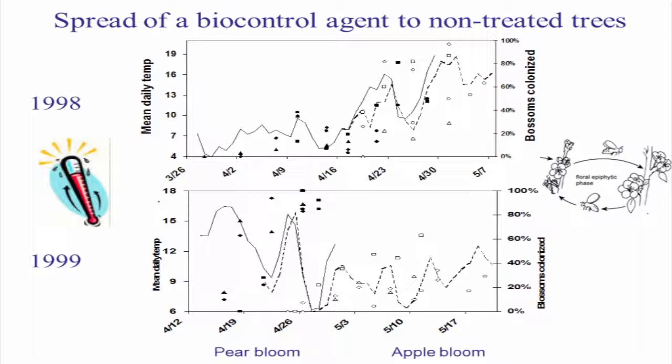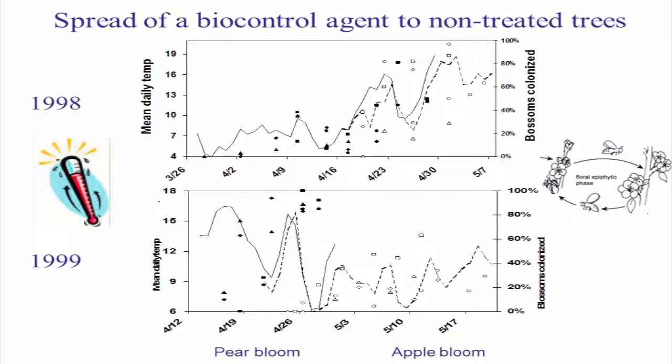So pear bloom, apple bloom, temperature line. This is a cold spring during pear bloom, then a warm spring during apple bloom, and sort of vice versa, warm pear bloom and cold apple bloom. And these little dots are our measurement of a bacterial biocontrol agent on trees we didn't treat. All right.